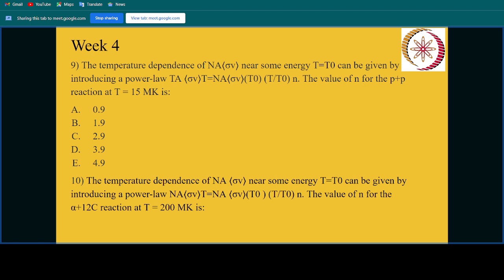The first formula I was given was the effective burning energy formula, which you need to remember: E0 = 1.22 (Z1² Z2² μ T6²)^(1/3), in keV.